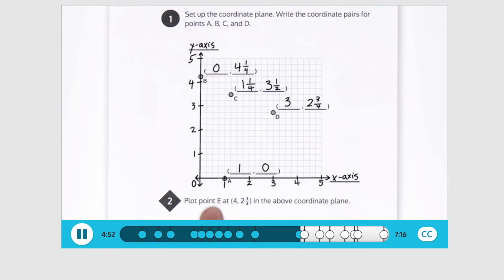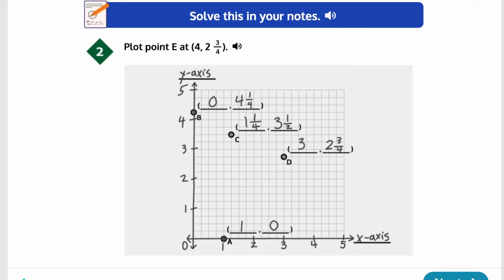Now, plot point E at 4, comma, 2 3/4. All right, I'm going to demonstrate this one. So if I want to plot a point at 4, comma, 2 3/4, I'm going to remember that the first coordinate is the x-coordinate. So that's going to tell me how far along the x-axis to go. And then the second coordinate is the y-coordinate. So once I move along the x-axis, the y-coordinate is going to tell me the distance up from the x-axis.